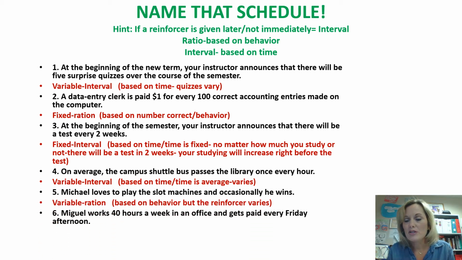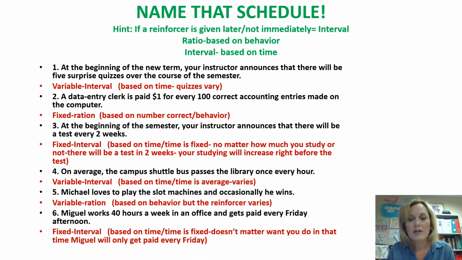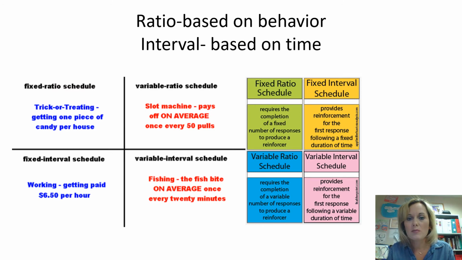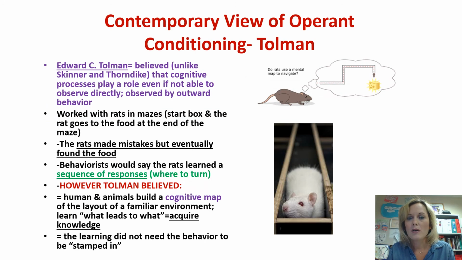Next one is the slot machine. We talked about that, and it also varies when you get the actual reward and so forth. And then Miguel's work is fixed interval: he's paid every Friday, so it's a fixed time. It doesn't matter how much work he does within that time, he's still going to get paid on that afternoon. Okay, hope that makes a lot of sense. I gave you some more examples there that might help you on that.